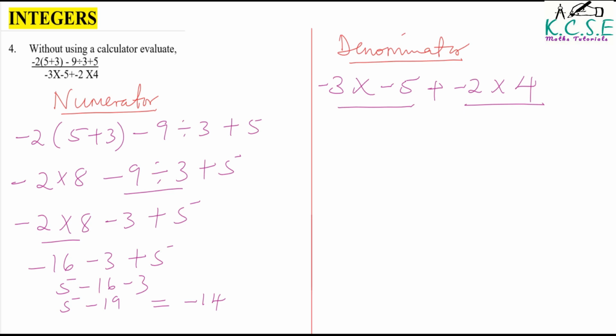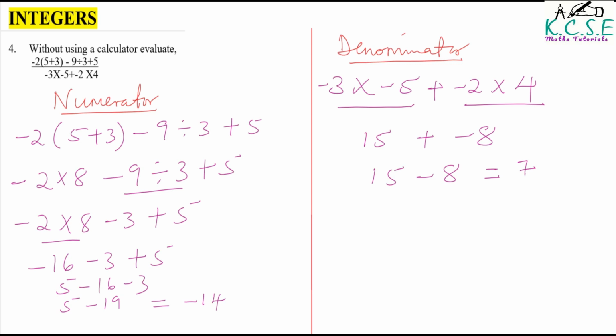So now that is okay. Let's redo it again. So this will be negative 3 times negative 5. That is 15. Negative multiplied by negative is positive. Then plus negative 2 times 4 will give negative 8. This one simplifies to 15. Positive and negative, this gives negative. Therefore 15 minus 8, you get 7.